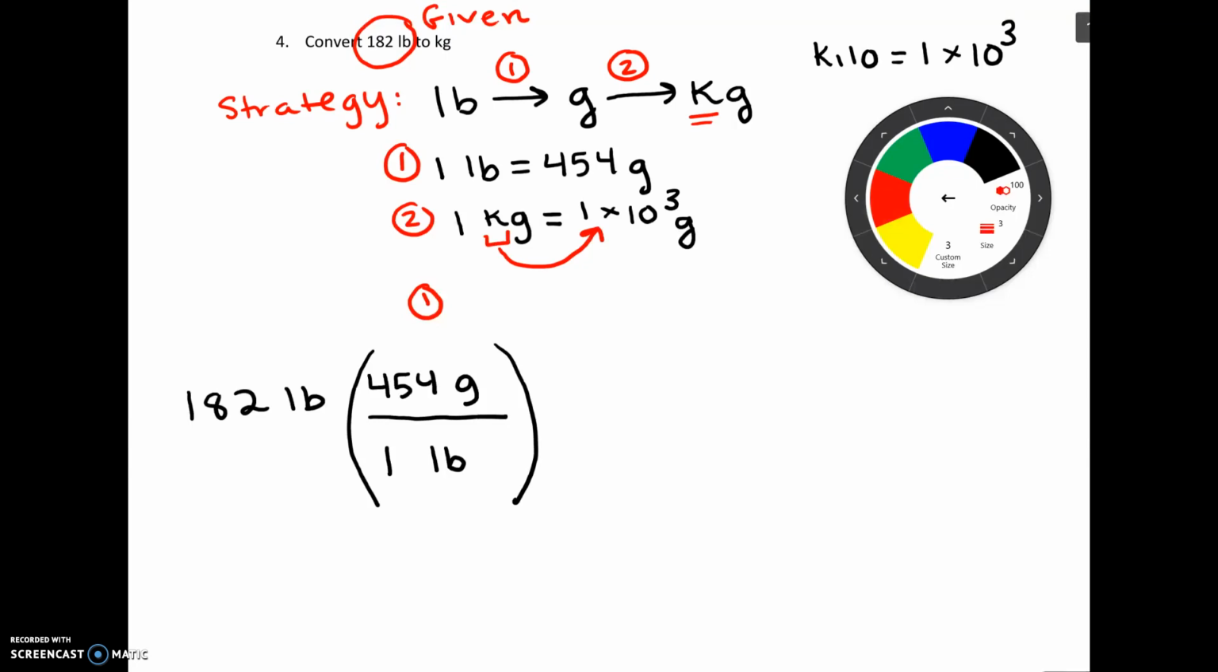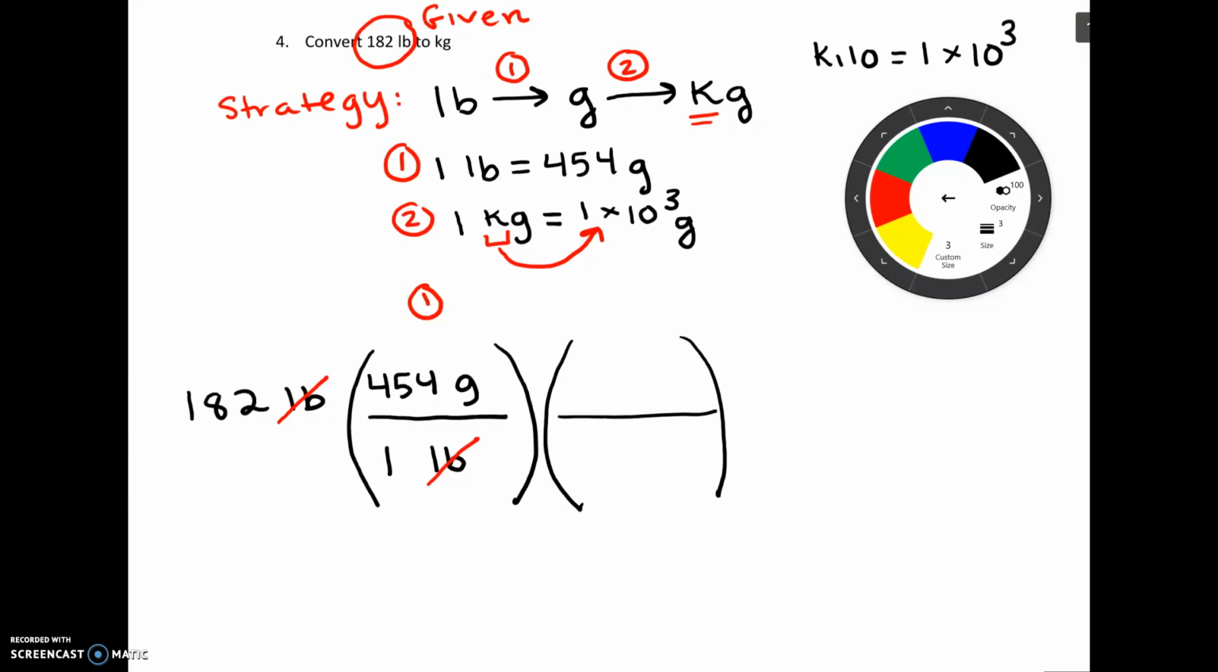Okay, so in this first step here, I can see that I'm canceling units. I've got pounds on the top and pounds in the bottom. And after step 1, I'm left with grams, and I'm right here in the middle of my strategy. Right next to this, I'm going to immediately set up step 2. And I want to do the second half of my conversion here. I want to go from grams to kilograms.